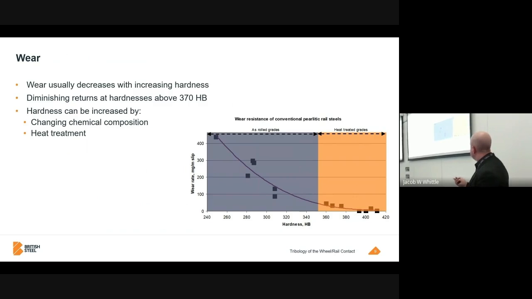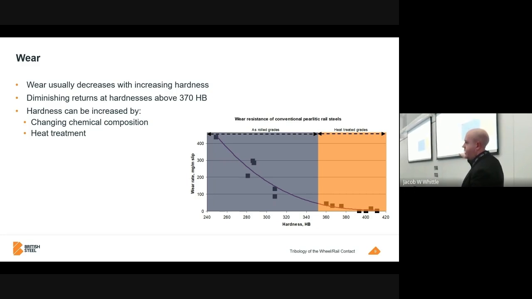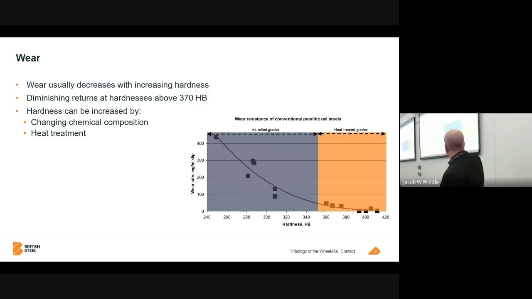Let's have, oh, we've still got a bit more here. So I was talking about hardness. It's one way that we can boost resistance to wear. You can see here on your x-axis you've got hardness in Brinell, and you've got increasing wear rate as you go up the y-axis. So you can see there's a nice relationship up to a point, up to about 370 Brinell, where you get a nice drop in wear rate. But after 370, you reach a law of diminishing returns.